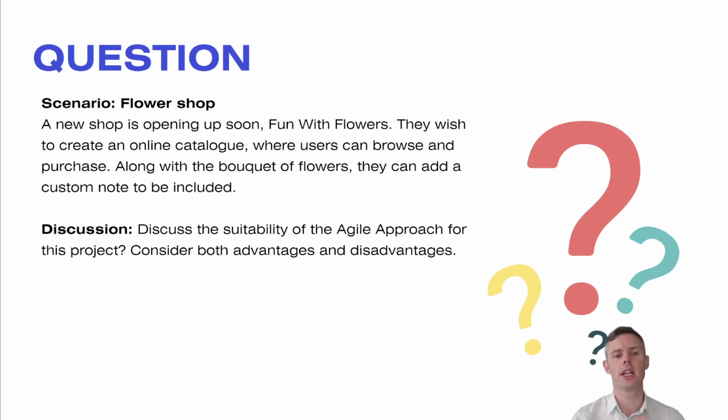Quick one, a flower shop. A new shop called Fun with Flowers has opened up in your town, and they wish to create an online catalogue where users can browse and purchase their flowers. Along with bouquets of flowers, they can also add custom notes to their orders. So discuss the suitability of the Agile approach, again, considering the advantages and disadvantages and why the waterfall is not appropriate for this one. Again, write it down, come up with the goods and the bads.